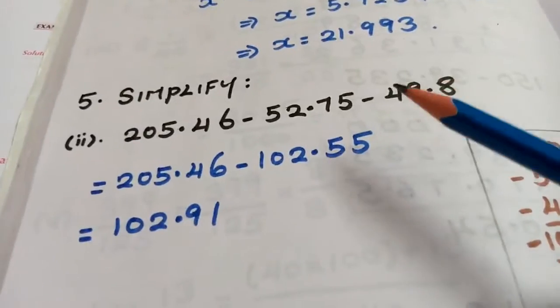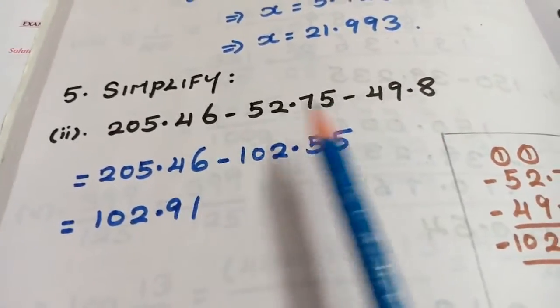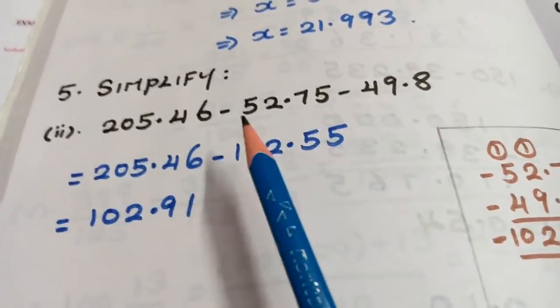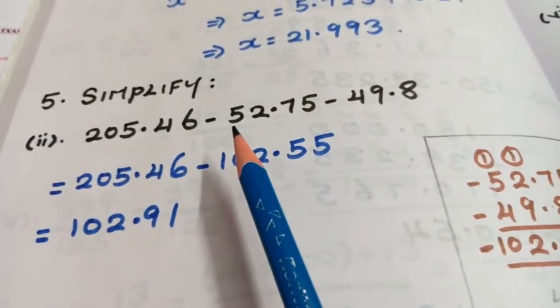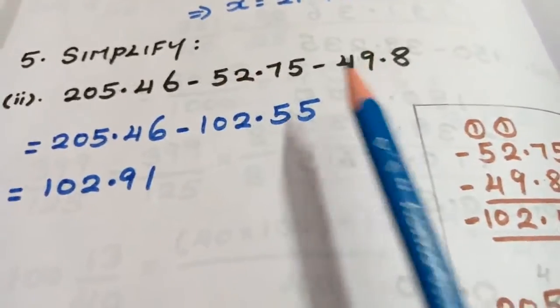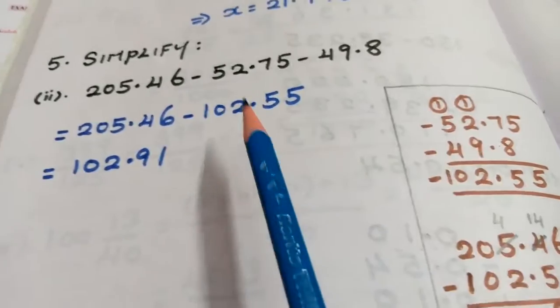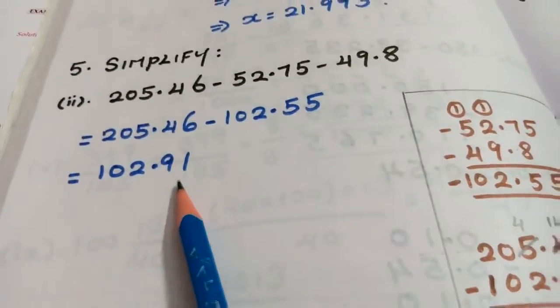Coming to the fifth question, simplify. So they have given you the values in this way. You are going to have 3 questions in this case. So you are going to see the sign, positive. We are having only one positive, 2 negative, means first you are going to calculate those 2 negative values. You will be getting an answer. Then subtract, then you will be getting a final value.